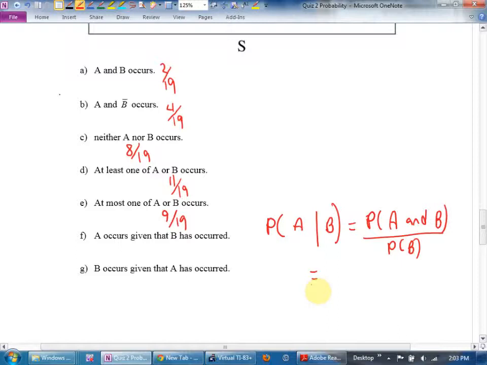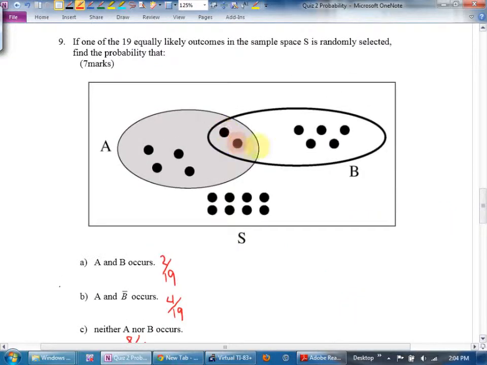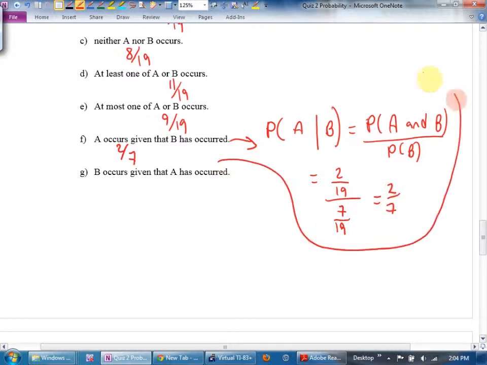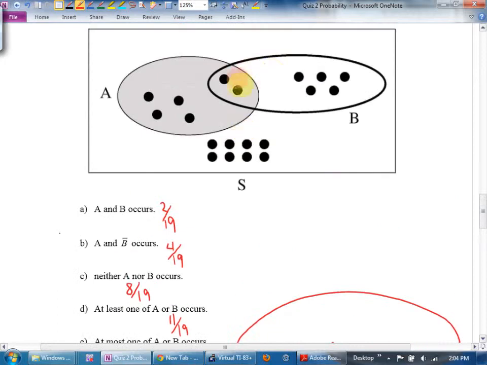Divided by, what's the probability of B? 1, 2, 3. This is in B too, is it not? 7 out of 19. How do I divide by a fraction? Flip it and multiply. 2 out of 7. Right? Now that I see that, what they're really saying is, if you know you're in B, how many are also in A? 2 out of those 7. Gotcha.